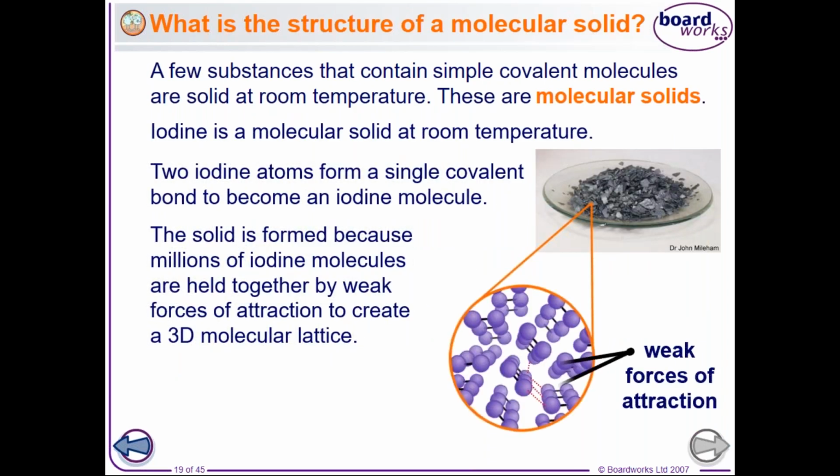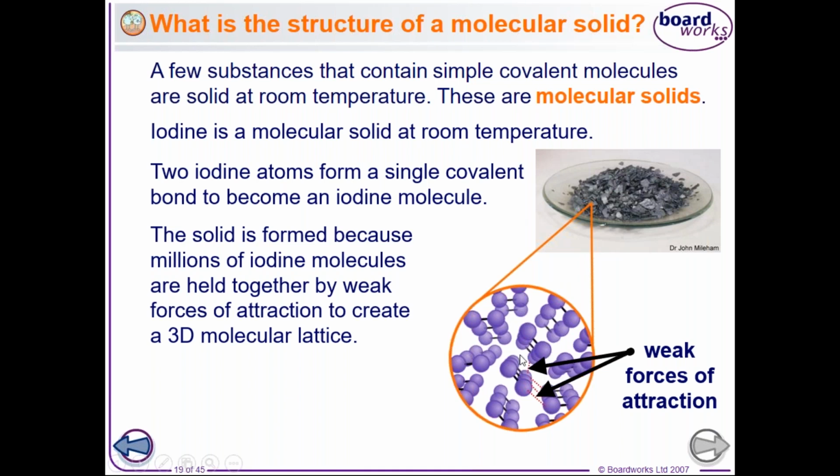Okay, also there are substances that contain simple covalent molecules, some of which are solid at room temperature. One of them, for example, is iodine, which is a non-metal. Another one could be sulfur, for example.